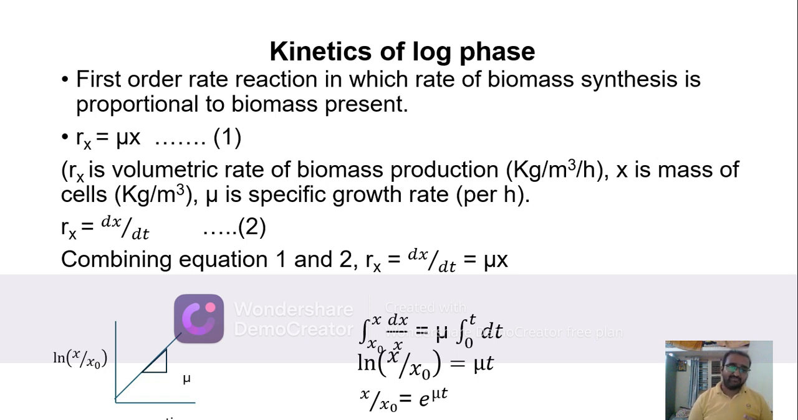After plotting ln x by x naught versus time, we will get a straight line with a slope mu, which follows the first order reaction. Hence, we can calculate the specific growth rate by plotting ln x by x naught versus time. This equation can also be useful in calculating the doubling time of a microorganism.